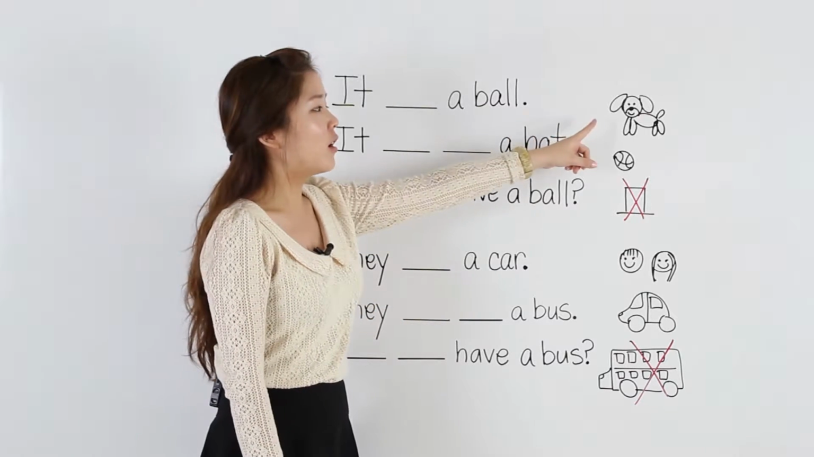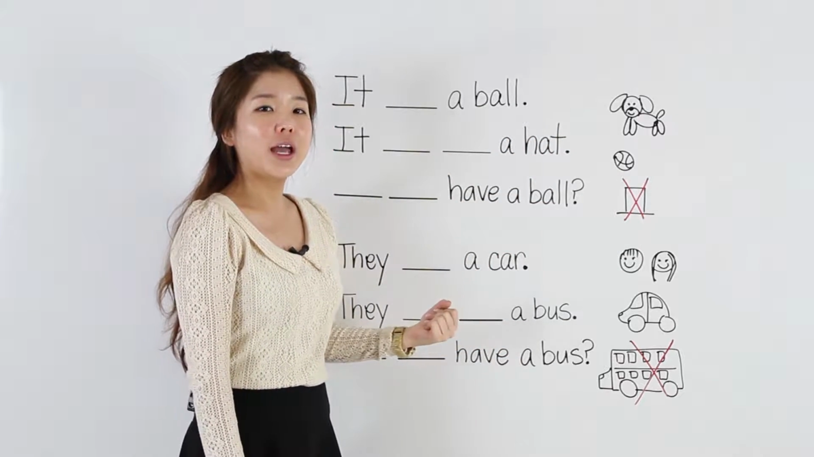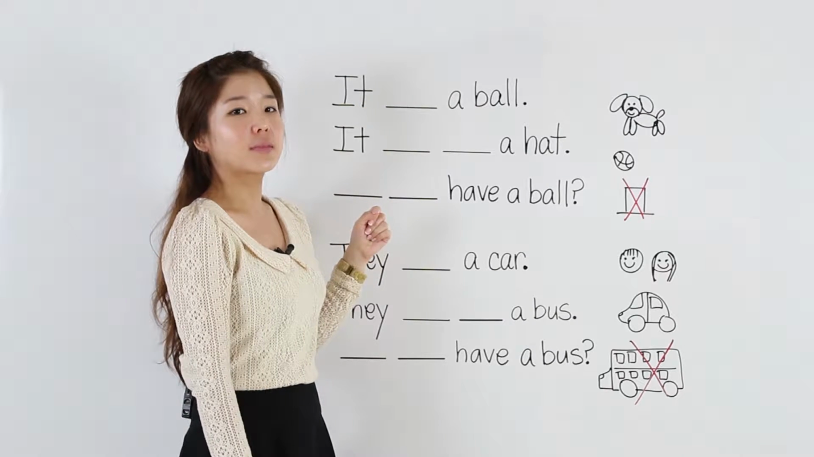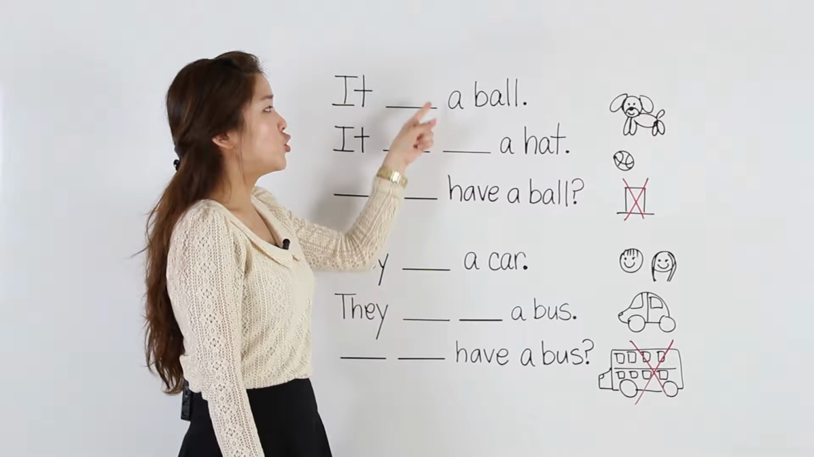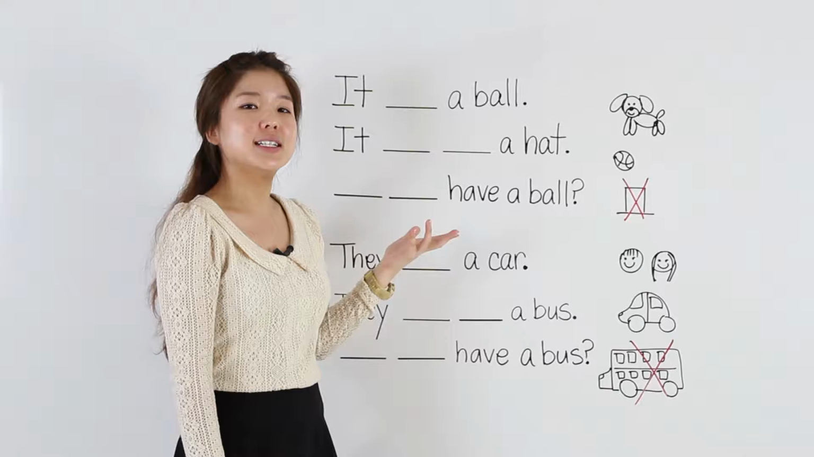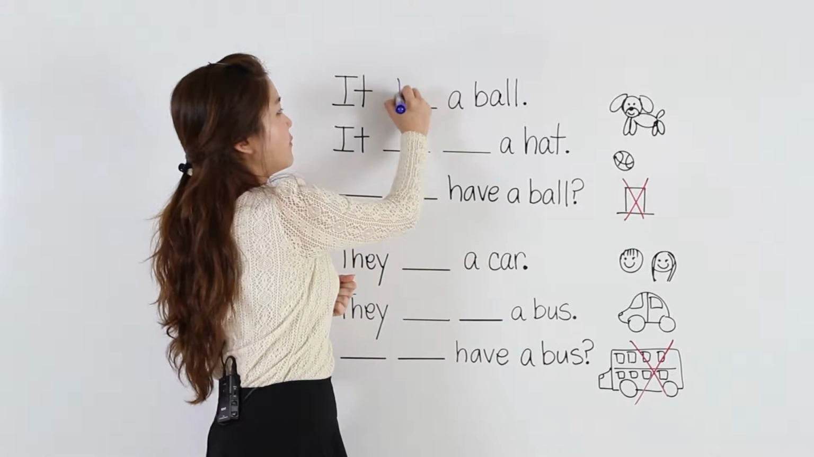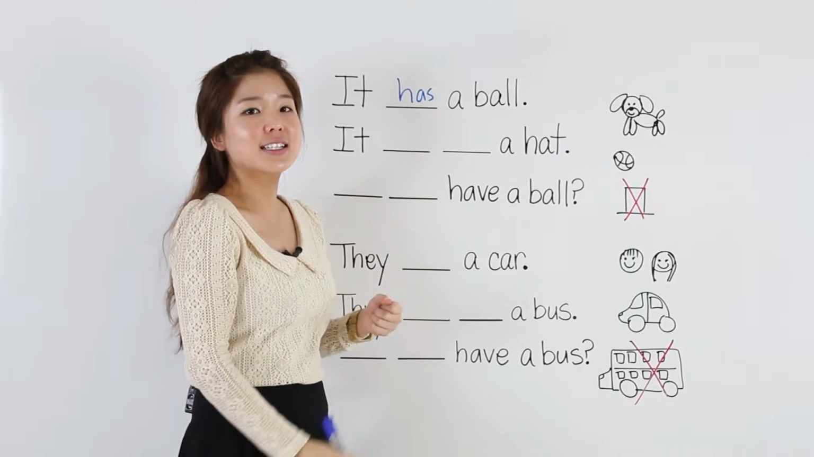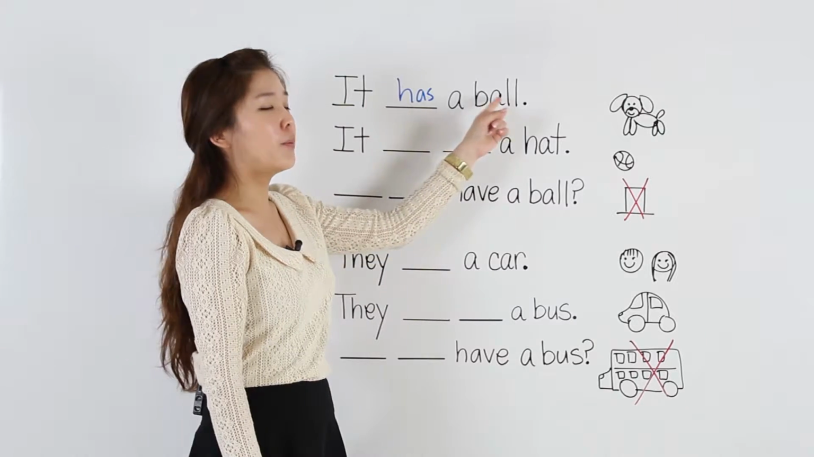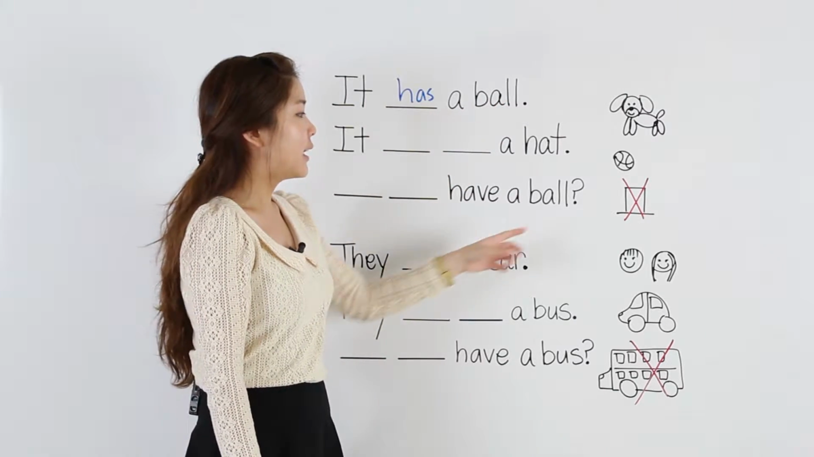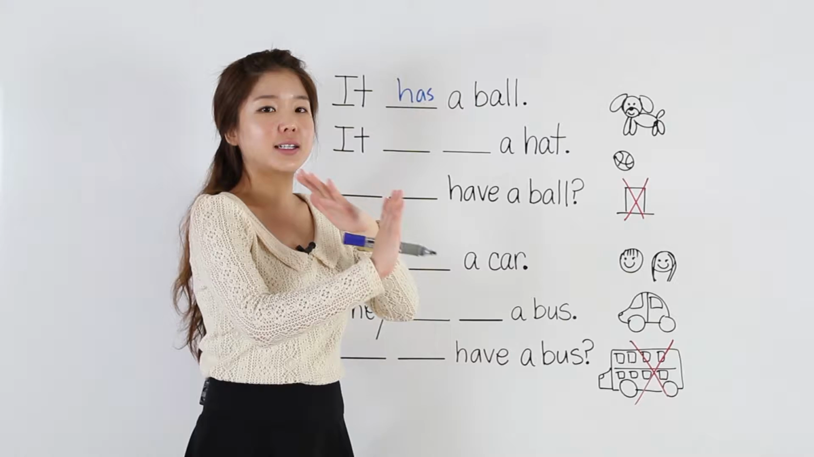Okay, the dog is an animal, so we have to use it. With it, do we use have or has? We have to use has. It has a ball.